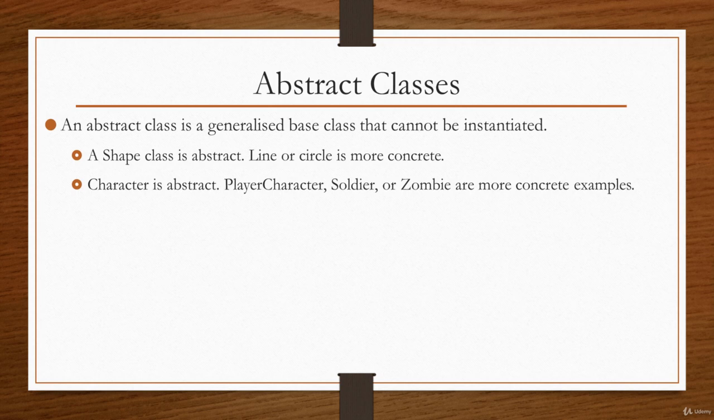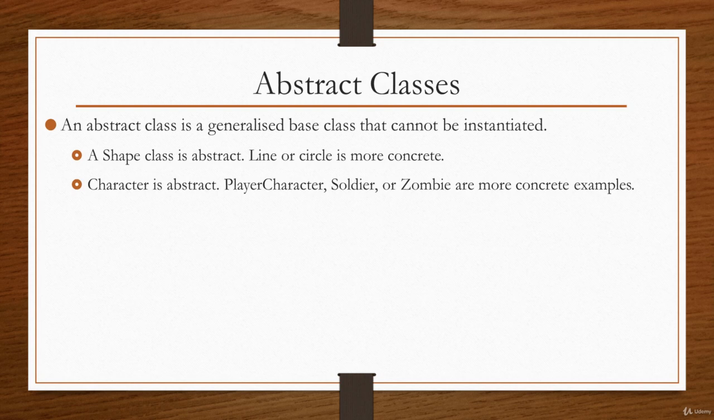I have two examples here. Let's say we have some class called shape. That is very abstract, right? Because what does that mean? Is it a line? Is it a triangle? Is it a circle? And if you have a line or a circle class, those are more concrete classes that you can instantiate, whereas again a shape class is more abstract.